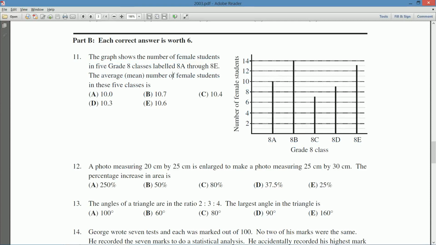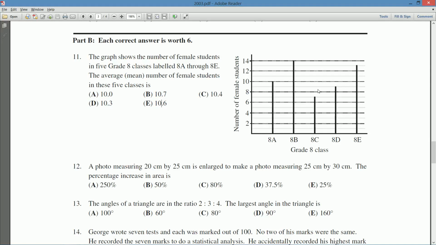To do this question, we need to be able to read this chart and figure out the number of girls in each class. To calculate an average, we take the total number of things we're interested in, in this case female students, over the number of categories they fit into, which is 5 classes. So if the number of female students were 100, divided by 5 classes, we should get an answer of 20 female students on average. None of these answers are 20, so I'm guessing that when we add these up, we're not going to get 100. But let's read off the chart and see what we can see.